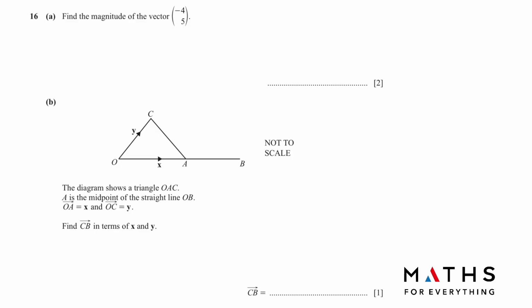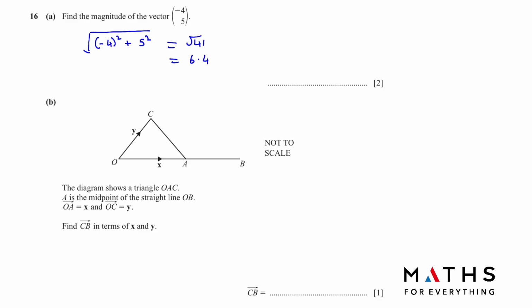Let's start. Find the magnitude of the vector negative 4 and 5. To find the magnitude, we take square root and we square both the numbers. Remember to put a bracket if it's a negative. This will give us root 41, which is equal to 6.4.